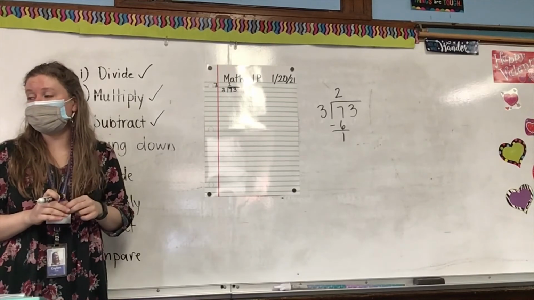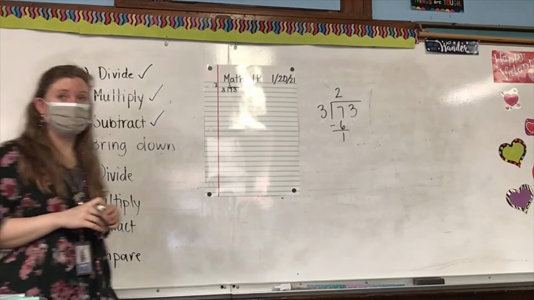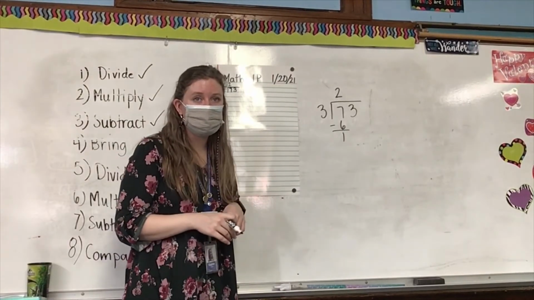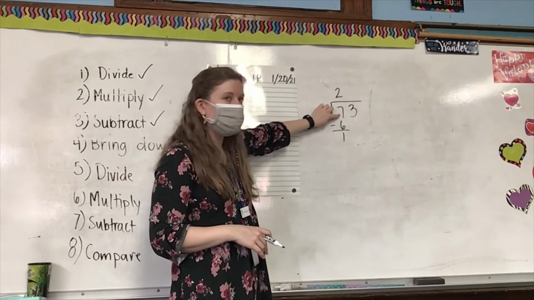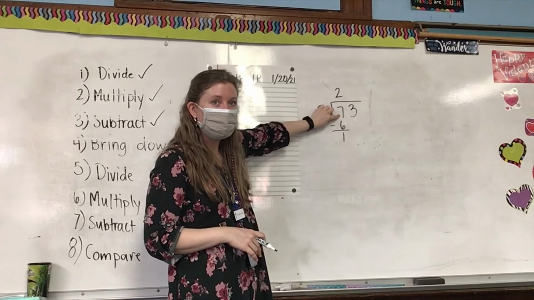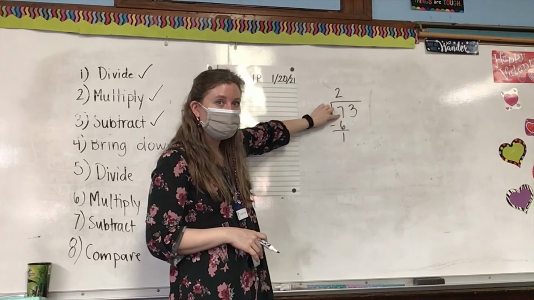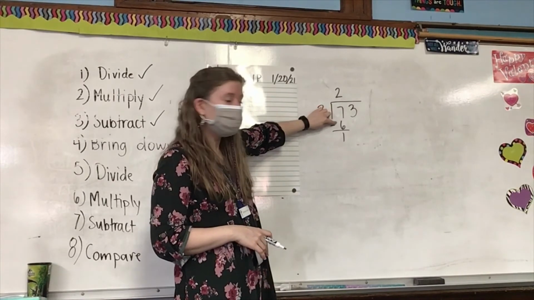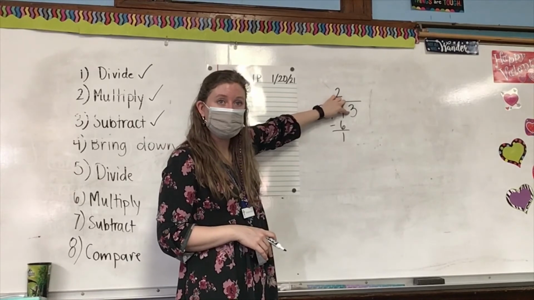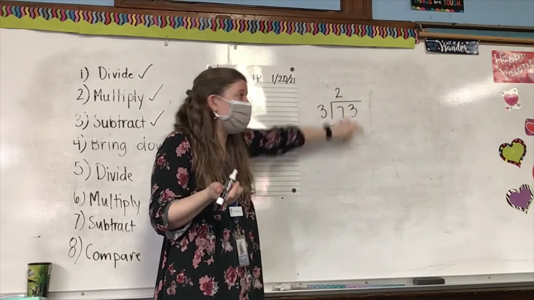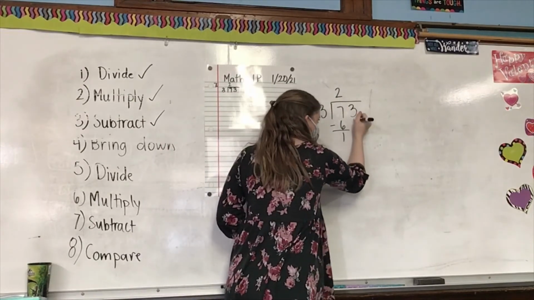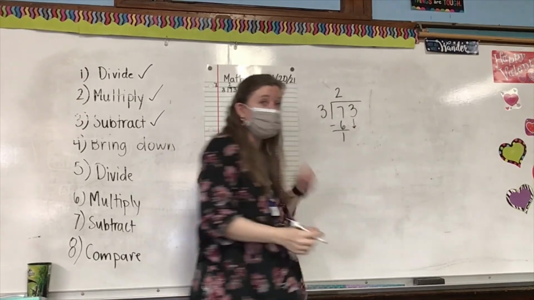Where do we bring down from? The dividend. So Michaela, where do I bring down from? From the dividend. Am I bringing down this first digit? How do I know? There's a number underneath it. What about this second digit? How do I know? There's nothing under it. No number, no arrow. So now I'm going to put an arrow under it. So I know I can't bring it down again.